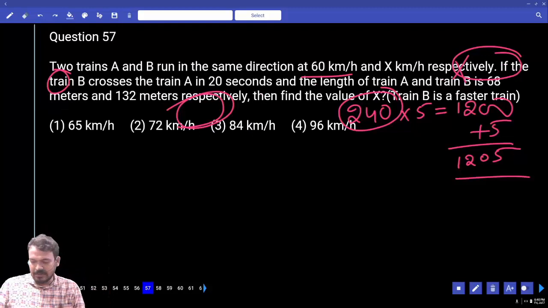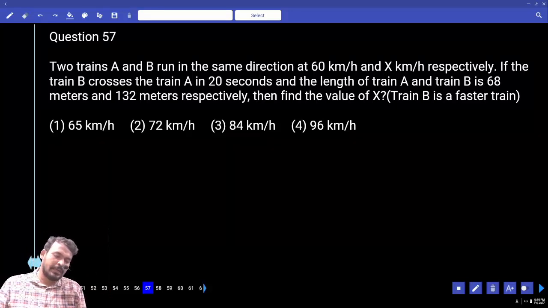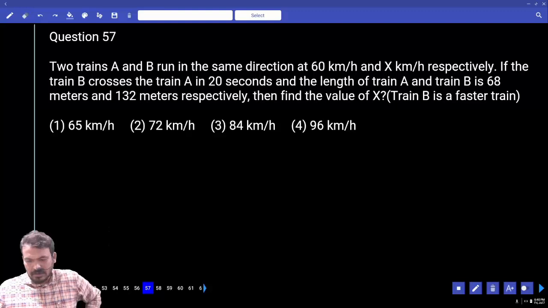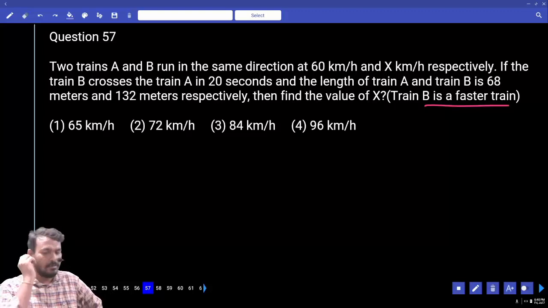Next, 57. Two trains A and B run in the same direction at 60 km per hour and x km per hour respectively. If the train B crosses the train A in 20 seconds, and the lengths of train A and train B are 68 meters and 132 meters respectively, find the value of x. And here, is B faster than A or not? Same direction is given.